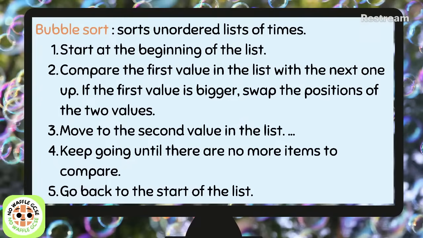You keep going until there are no more items to compare, and what happens is at the end of the first round, you should have the highest value at the right, at the very end. And you keep going through this until it's sorted. And often they're called passes, so the first pass, the second pass, etc.